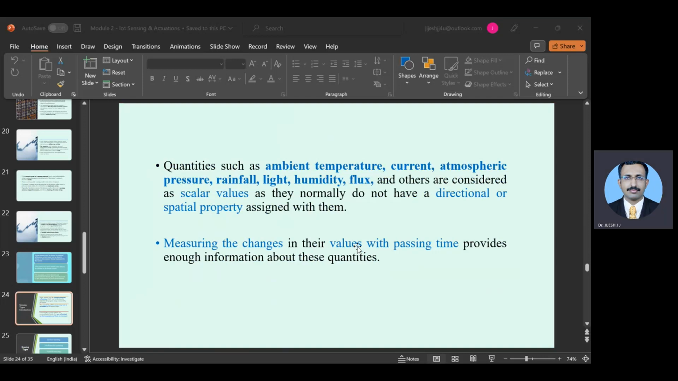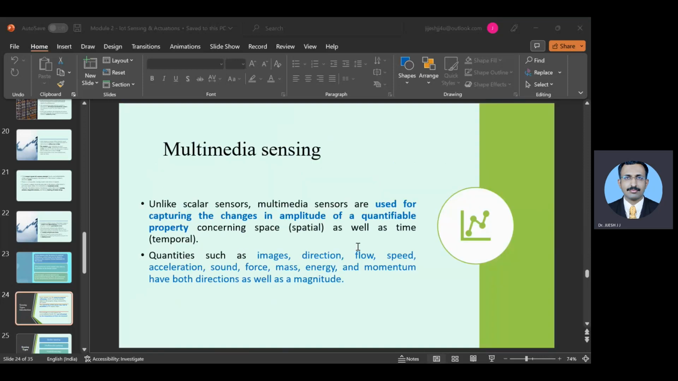So what is the next one? Multimedia. So what is multimedia sensing?